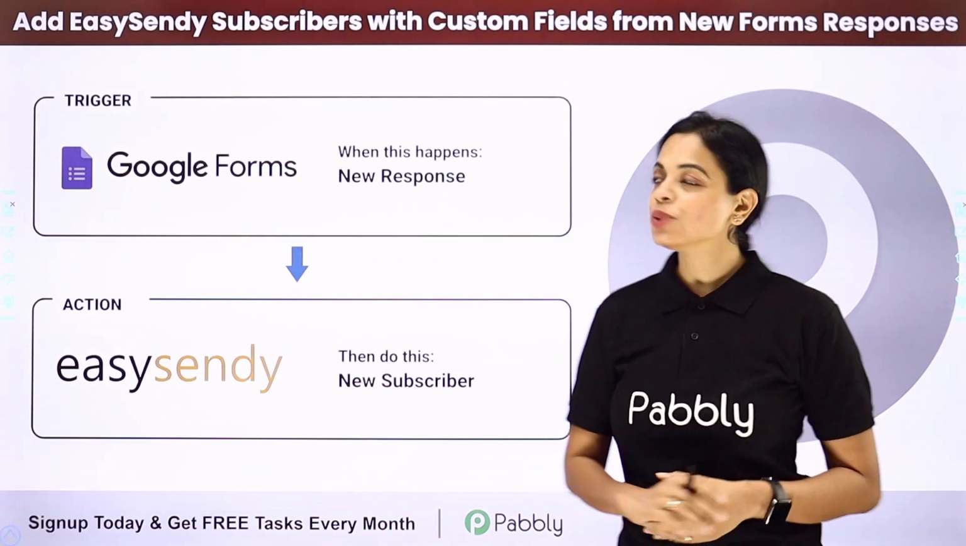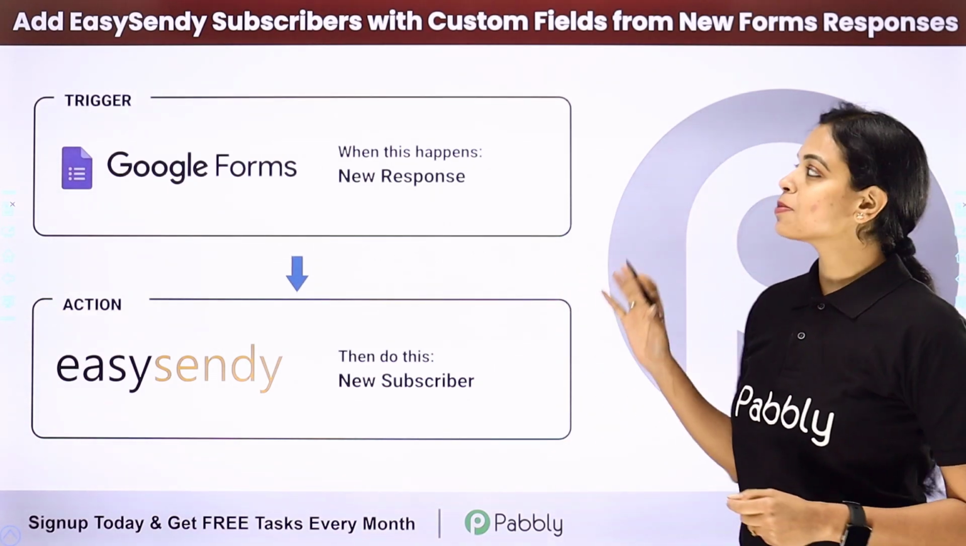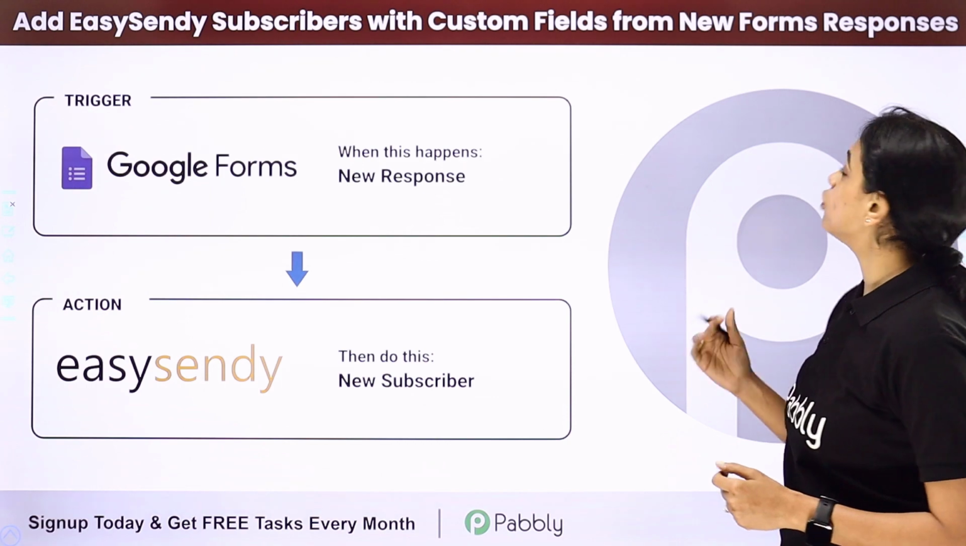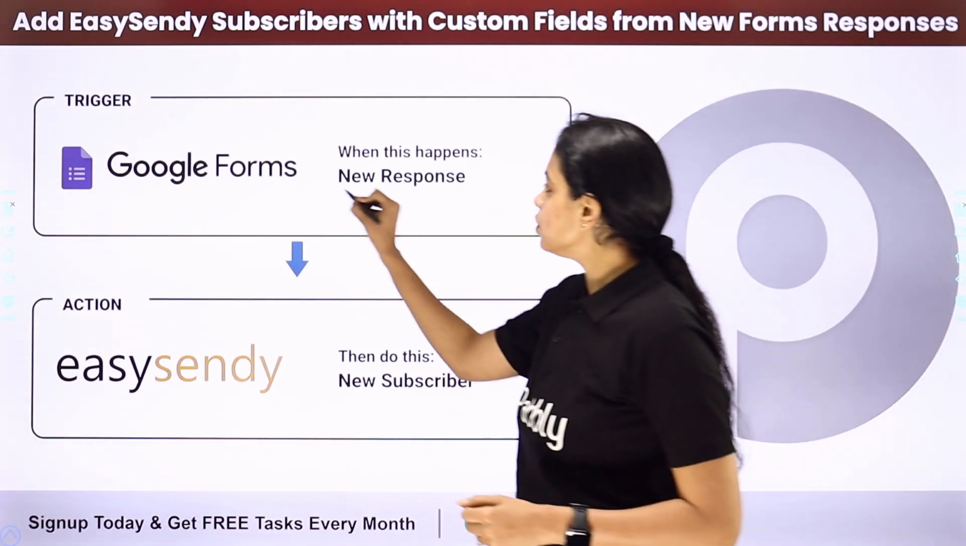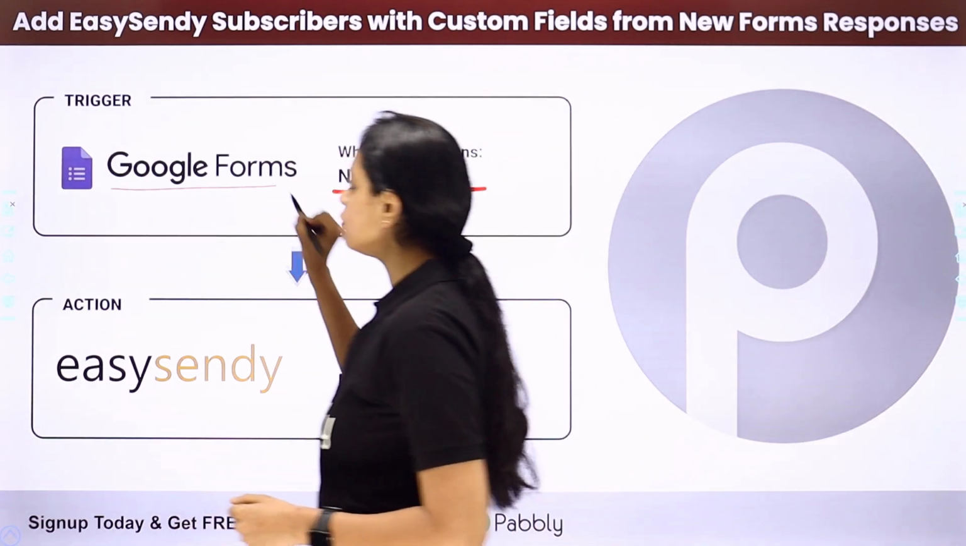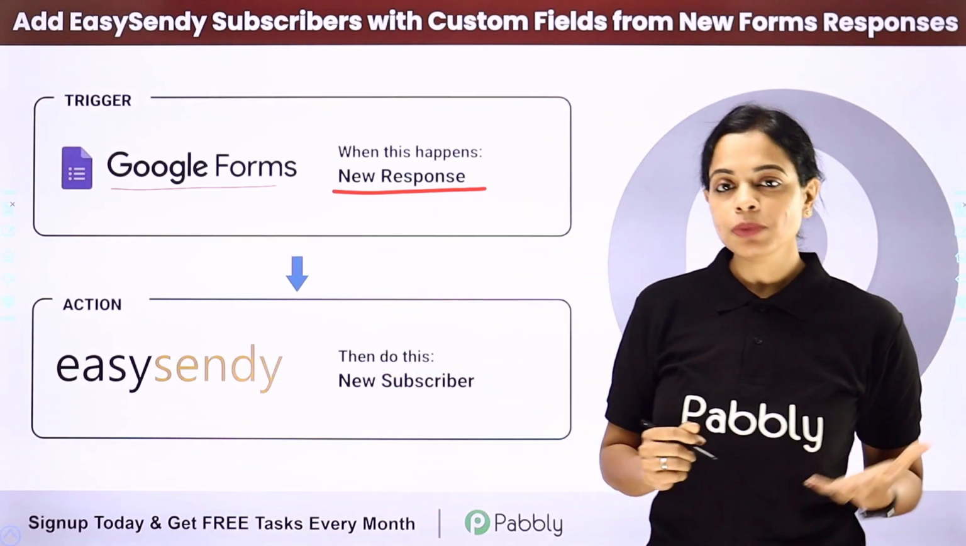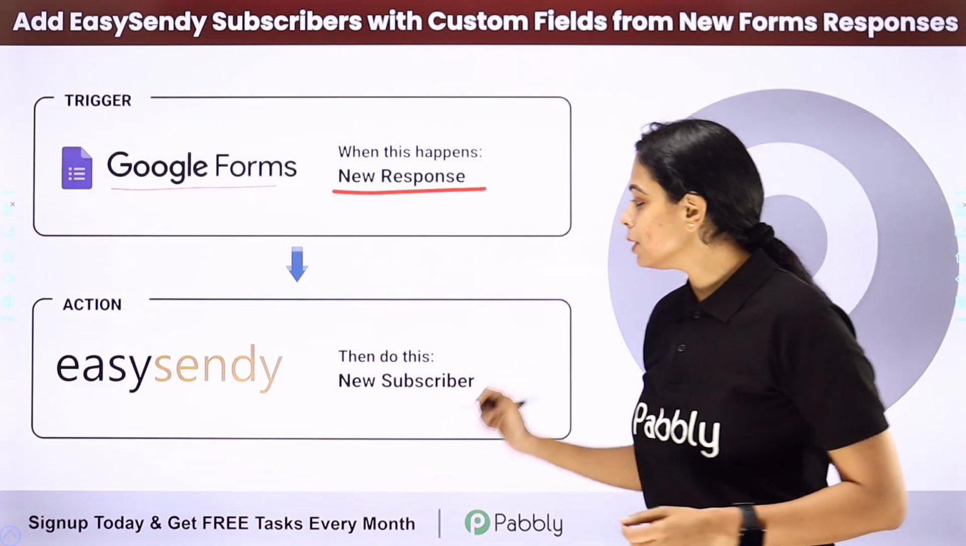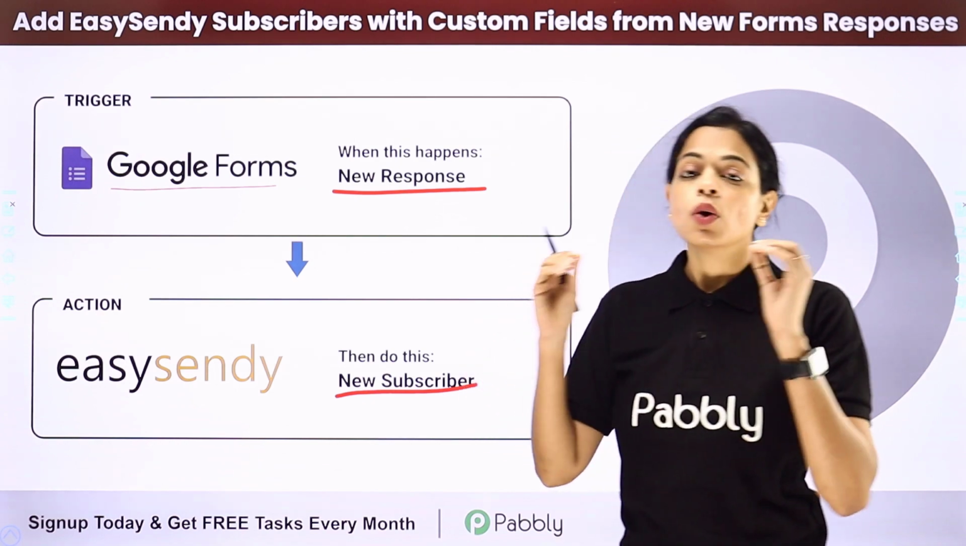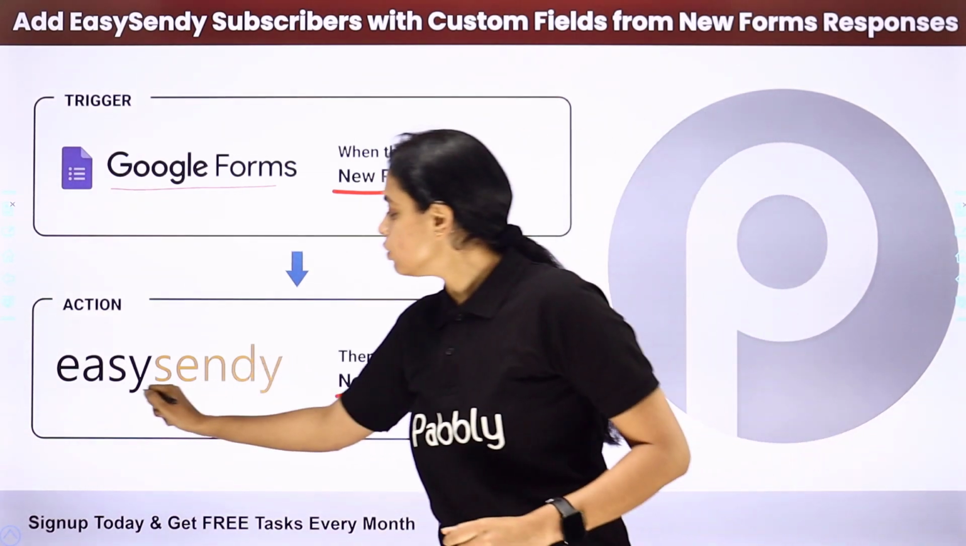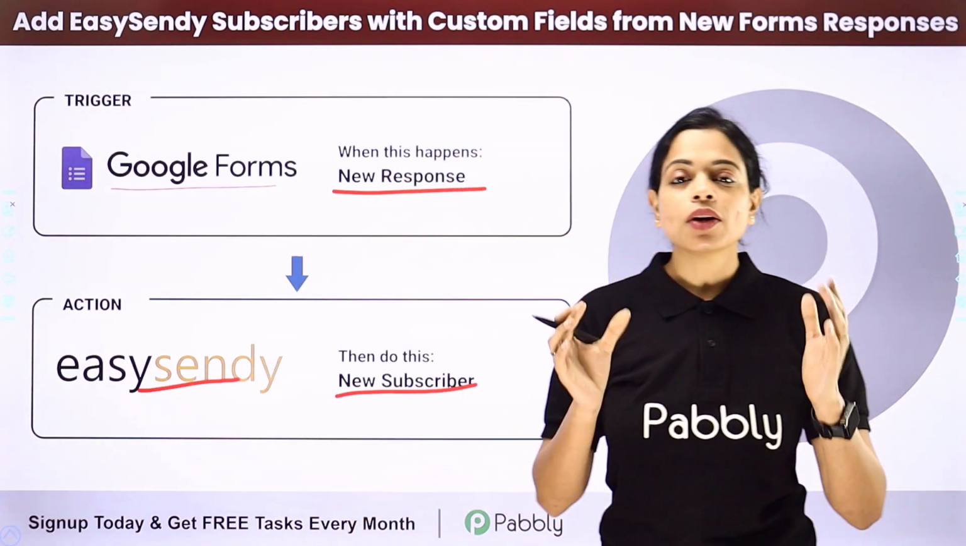In this video, we are going to see how to add EasySendy subscribers with custom fields from new form responses. So every time you receive a new response in Google Form, you want that, with the information you have received, you should be able to add a new subscriber with custom fields in EasySendy, which is an email marketing tool. Now, how can that be done?